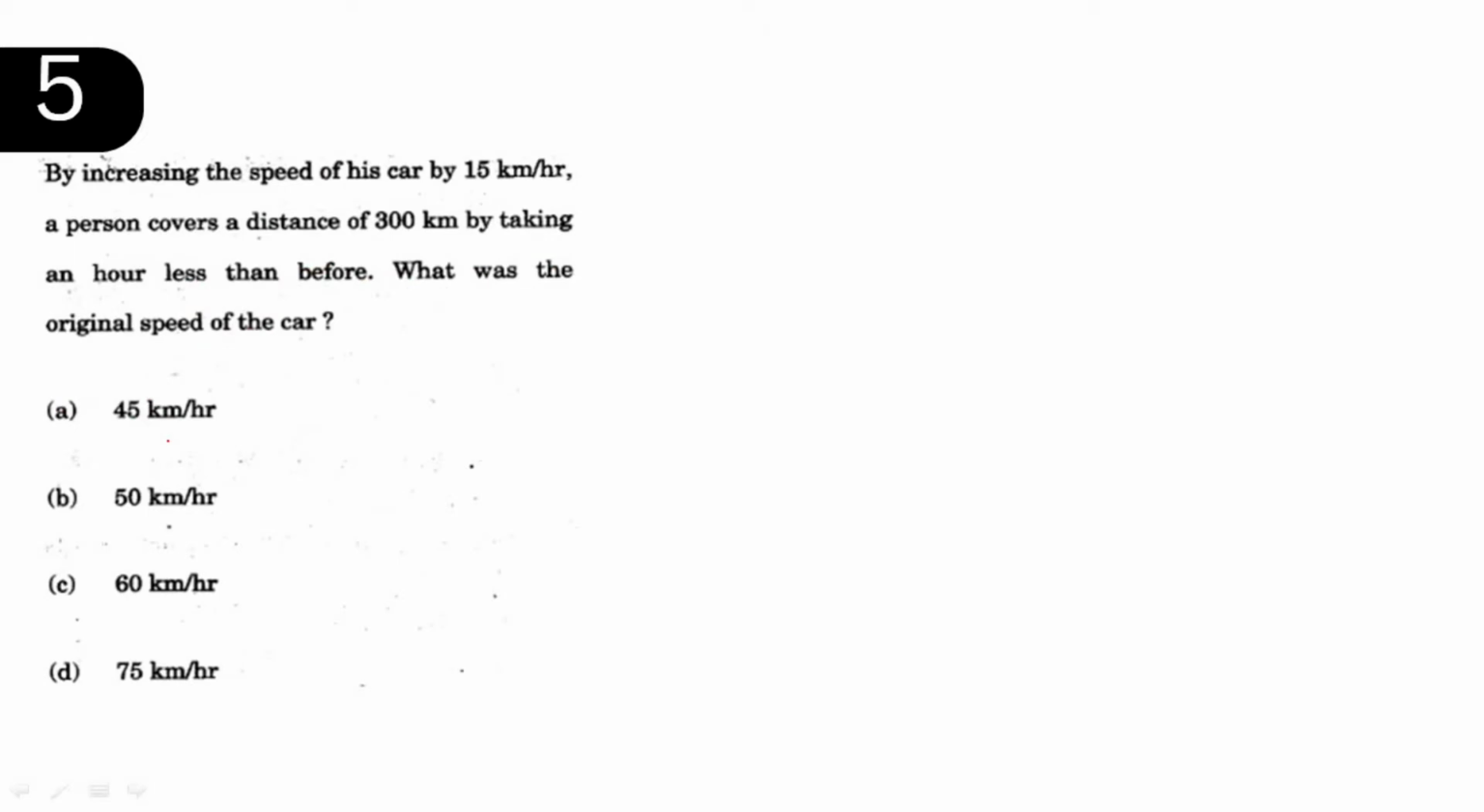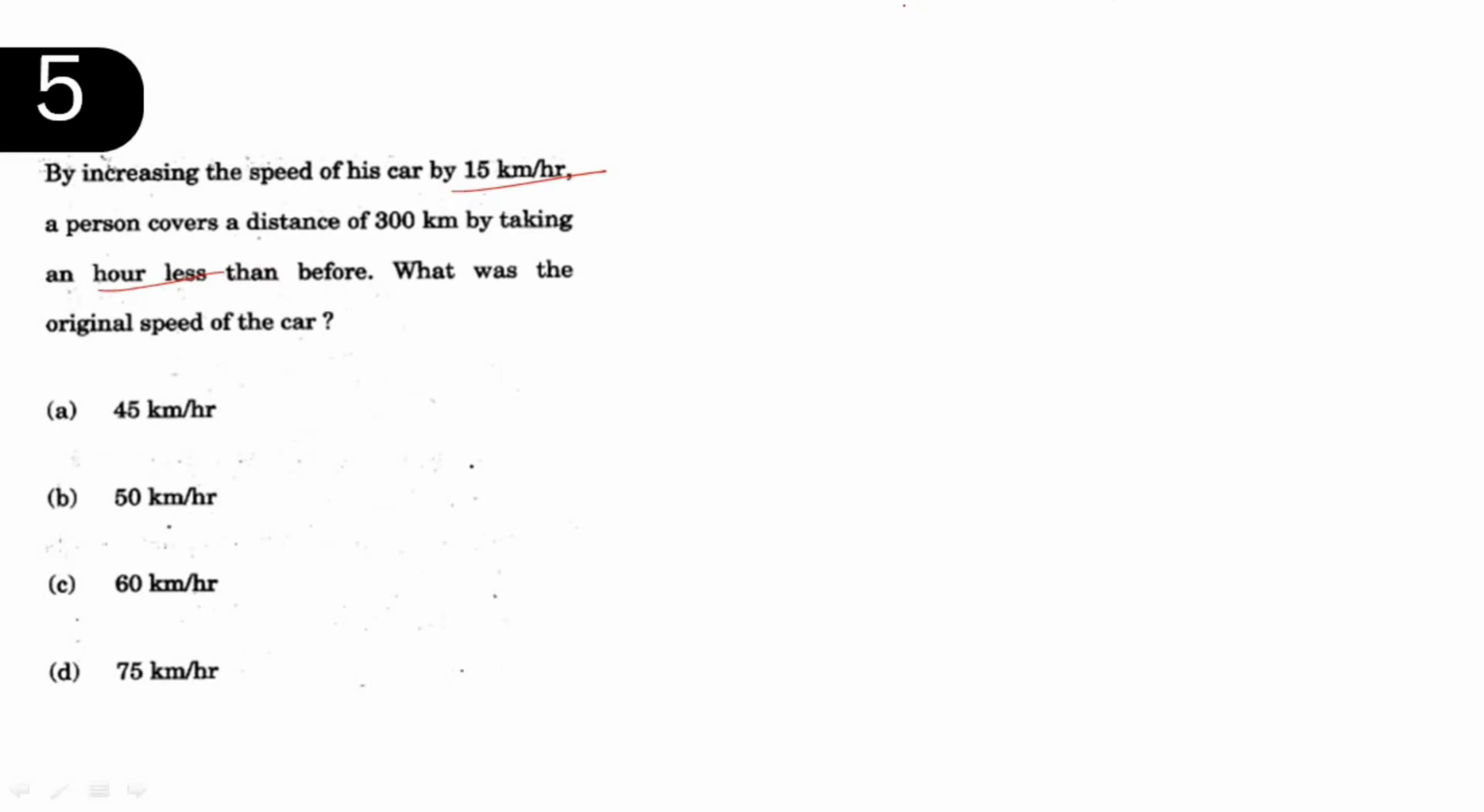The next question says, by increasing the speed of his car by 15 km per hour, a person covers a distance of 300 km by taking an hour less than before. So what is the original speed of the car? What it is said, by increasing the speed of the car by 15 km per hour, the time taken is 1 hour less.